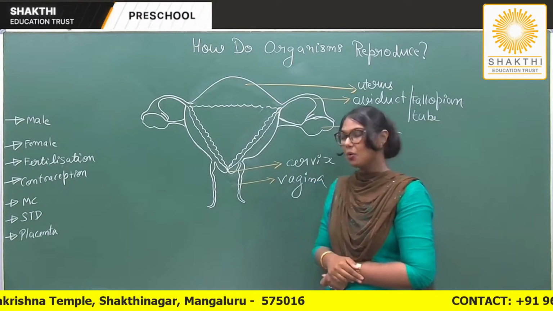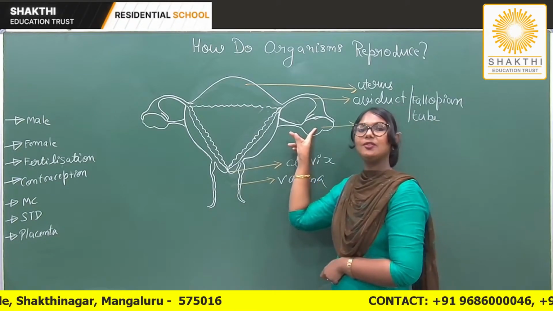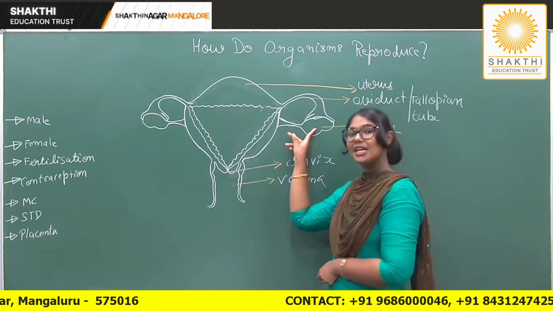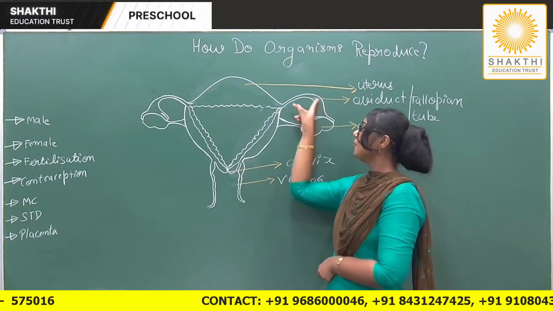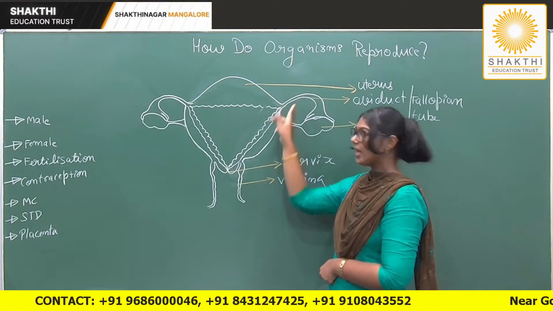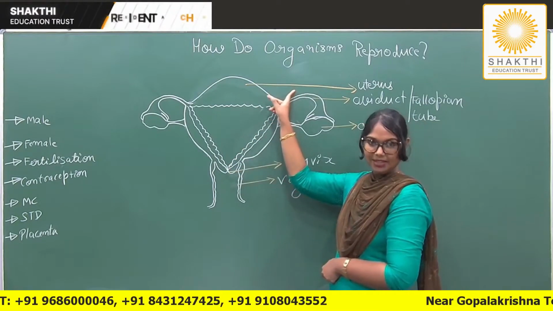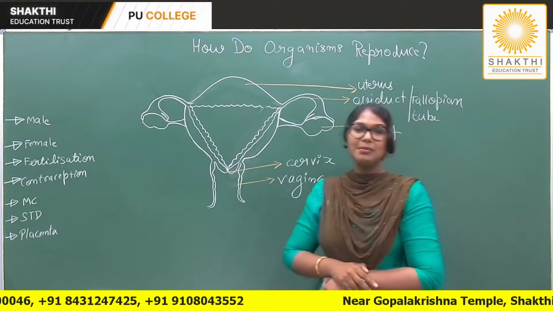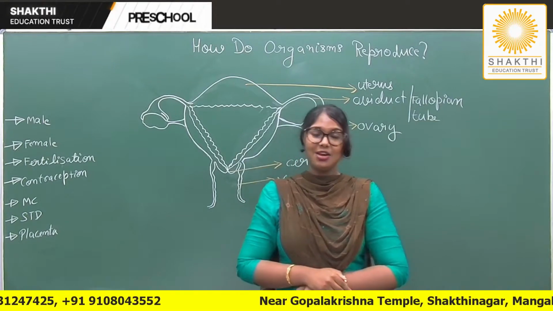Meanwhile, the ovary has already produced the egg. Let us say the ovary has already produced the egg and released the egg. So the egg is already waiting here and from here the sperms are coming. The sperms and the egg meet, students. This is known as fertilization.